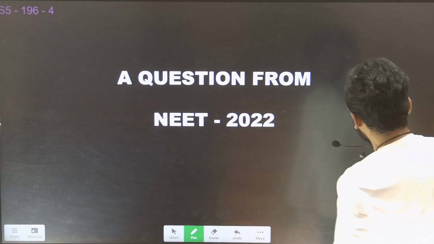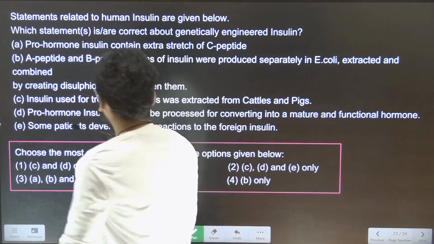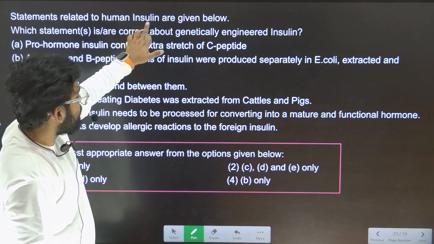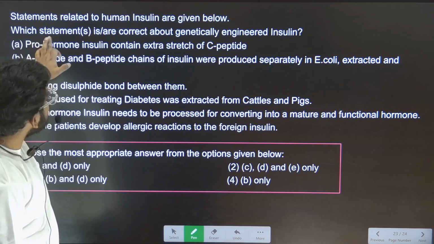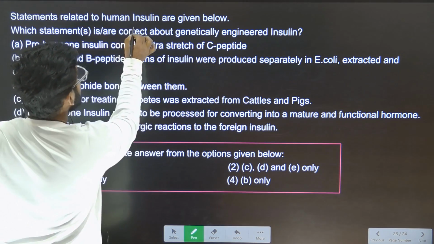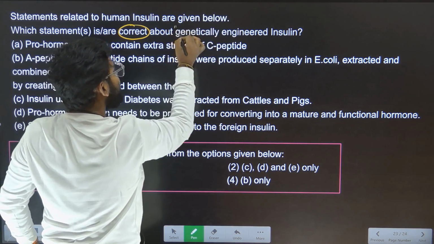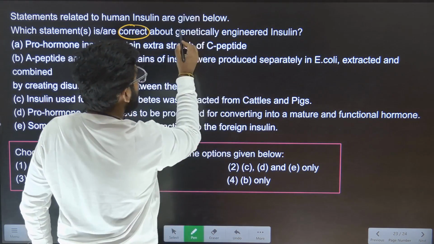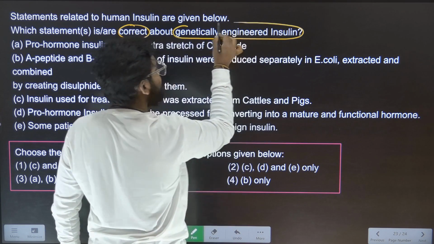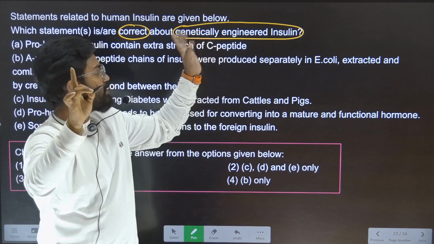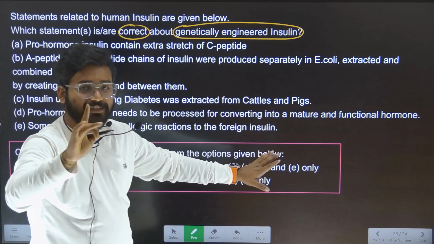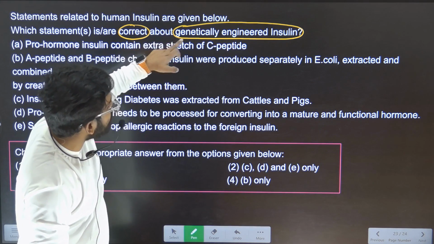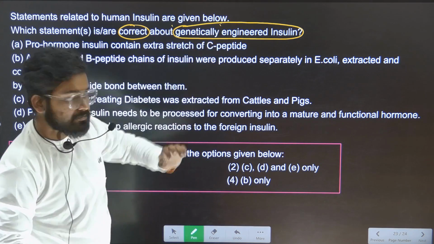Okay, the question from NEET 2020, that was a good question. Statements related to human insulin are given below. Which statement is or are correct about genetically engineered insulin? The question is not asking how many of the statements are correct about insulin. The question is asking how many of the following statements are correct about genetically engineered insulin.